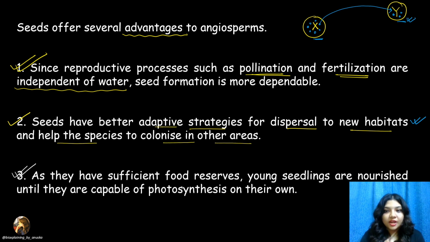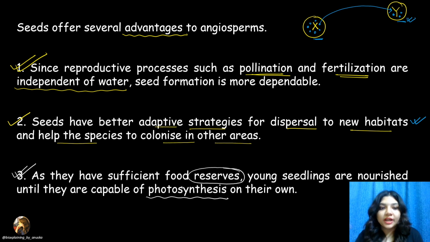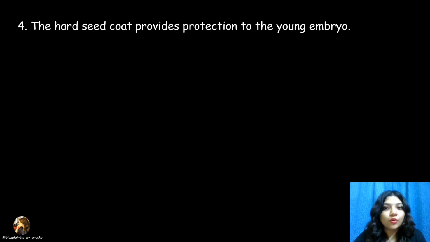nutrients रहता है. So young seedlings are nourished very properly. Like initially, क्या है, when all the green parts are not out properly, photosynthesis will not happen. Right? Photosynthesis नहीं होगा. So how will they prepare their food? They will continue their life processes with the help of जितना भी food reserved है with that. Okay. Next, the hard seed coat provides protection to the young embryo.